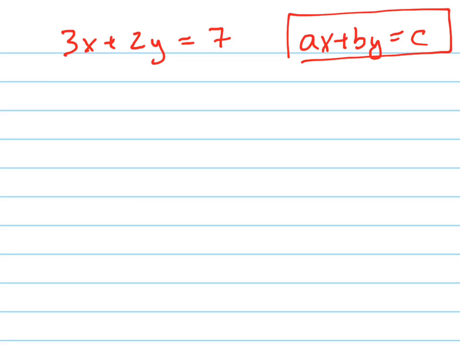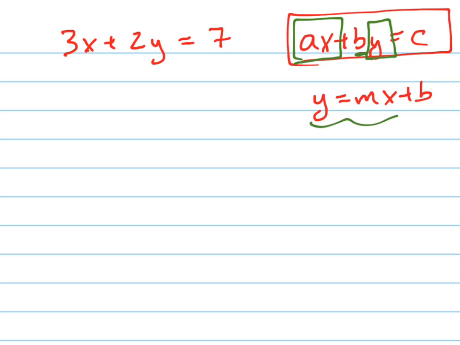This is called general form by most books. Sometimes they call it standard form. But there's another way to write this, and the other form is called slope-intercept form: y equals mx plus b. So if you solve this equation for y by subtracting ax and then dividing by b, you would get it into this form right here.